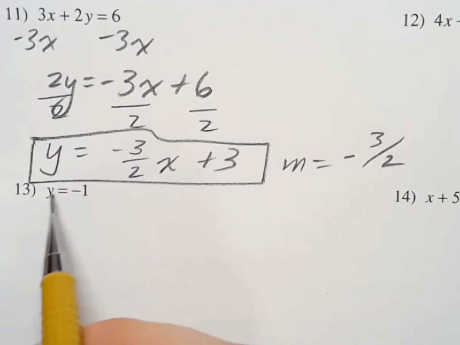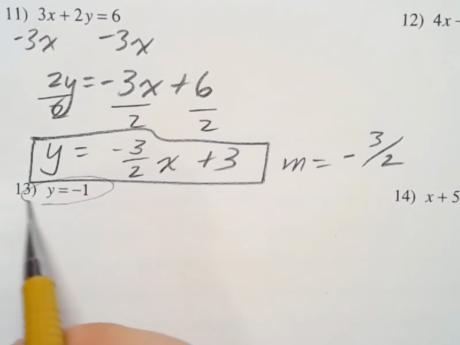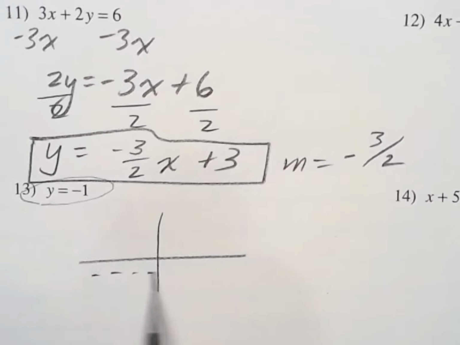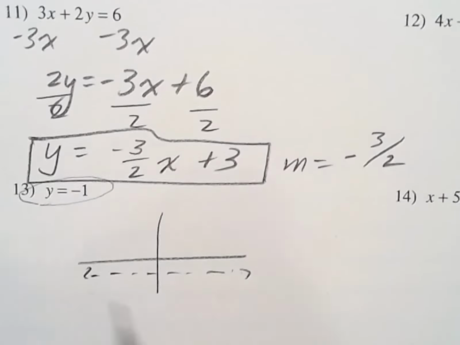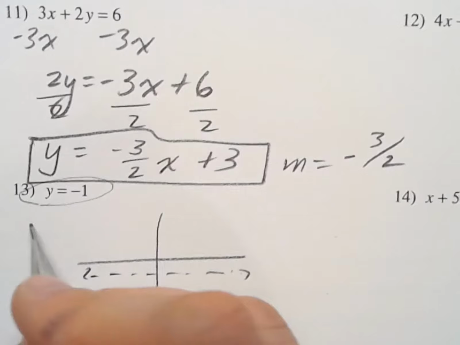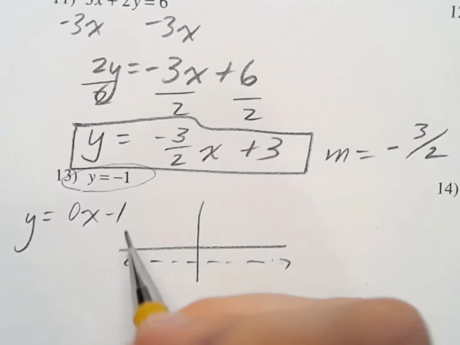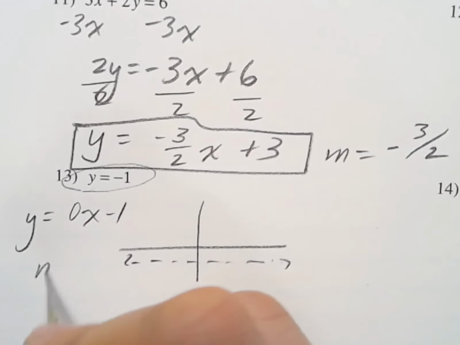What about y equals negative 1? Well, that's already in slope-intercept form. Y equals negative 1 is just this line right here. It's just going across where y equals negative 1, right? So the slope is 0, because this is actually 0x minus 1. That's what that is saying, is y equals 0x minus 1. So the m is 0.